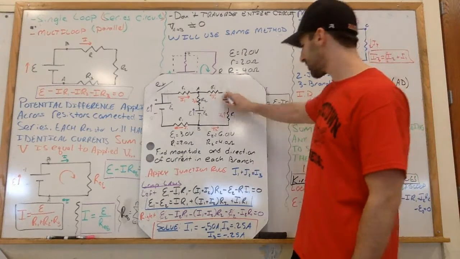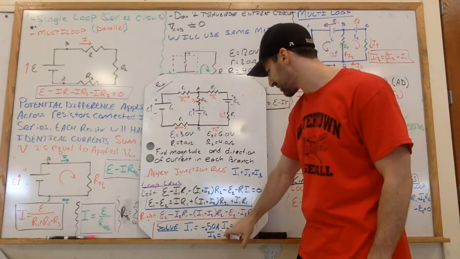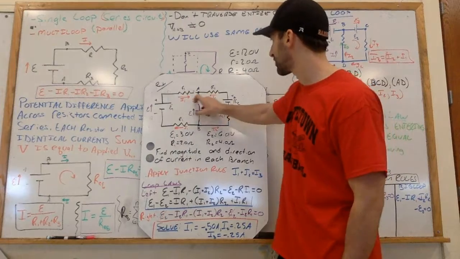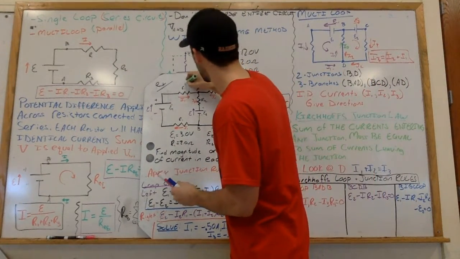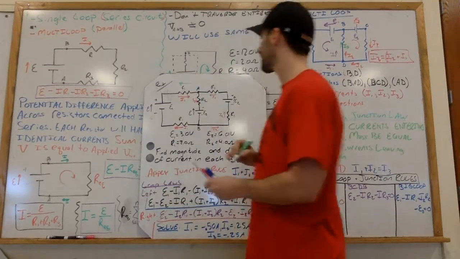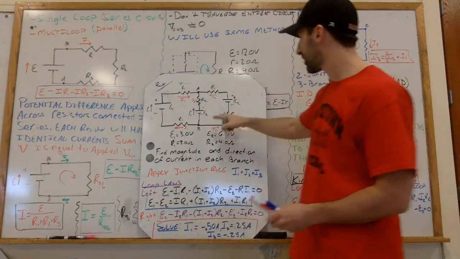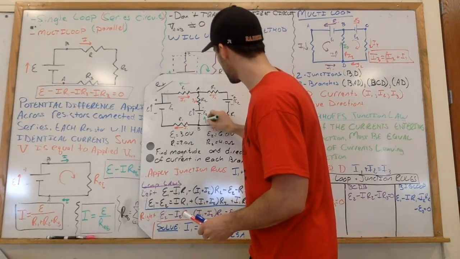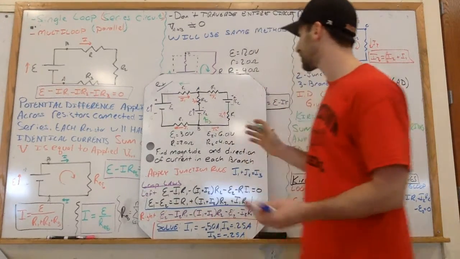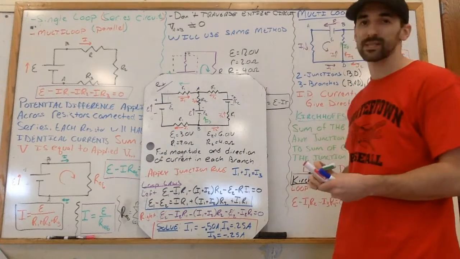So in my picture, I would just redefine my direction. Current 1 is not actually going that way. Current 1, if asked, is actually going in that direction, counterclockwise. And current 3 is not going down, but current 3 is actually going up in that direction. And everything else works out.